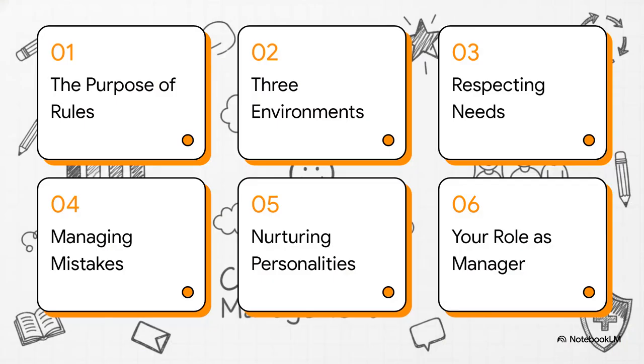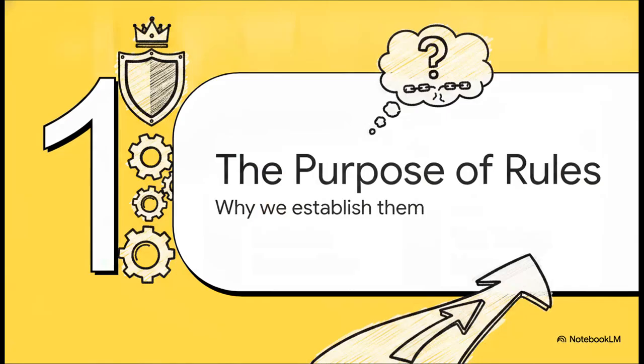All right, here's our roadmap for today. We'll cover: 1. The purpose of rules. 2. Three classroom environments. 3. Respecting needs and boundaries. 4. Managing mistakes and behavior. 5. Nurturing student personalities. And finally, 6. Your role as manager.